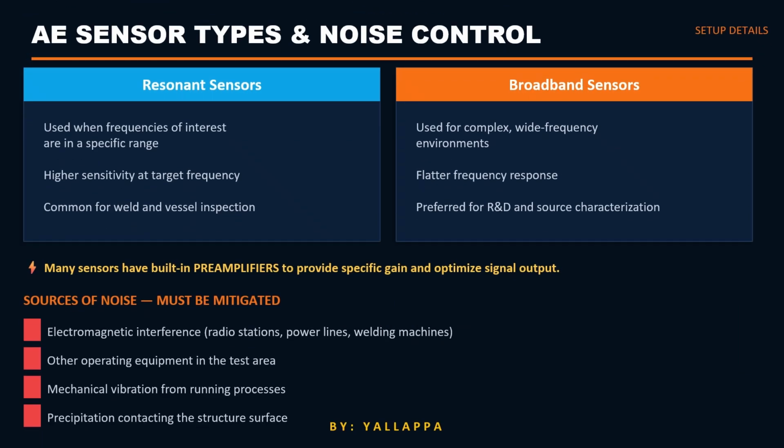AE systems commonly use two major sensor types, resonant sensors and broadband sensors. The resonant sensors respond to a specific frequency range. They are commonly used in weld inspection and pressure vessel applications. Broadband sensors respond across a wider frequency range and are preferred for research and complex signal environments.